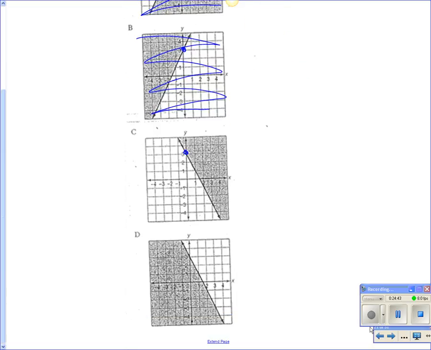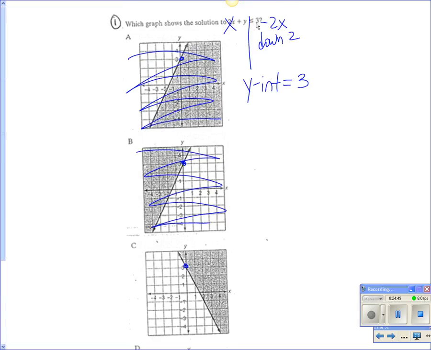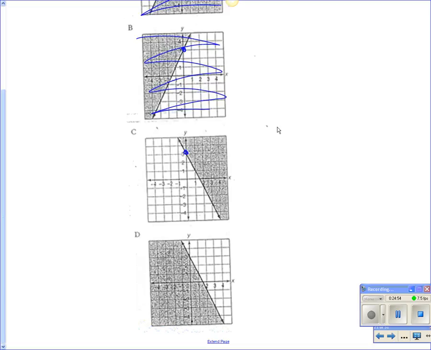What's the only difference between C and D? How they're shaded. So go back up here and look. What kind of symbol is that up at the top? Less than, which means to shade below, which is D.